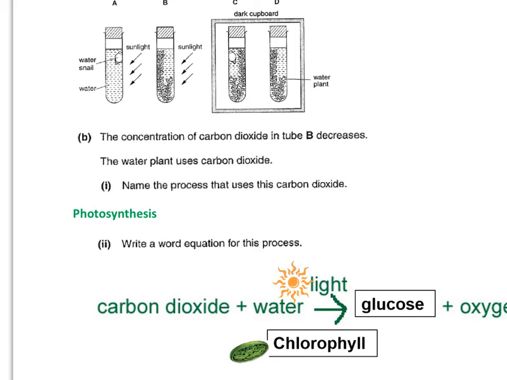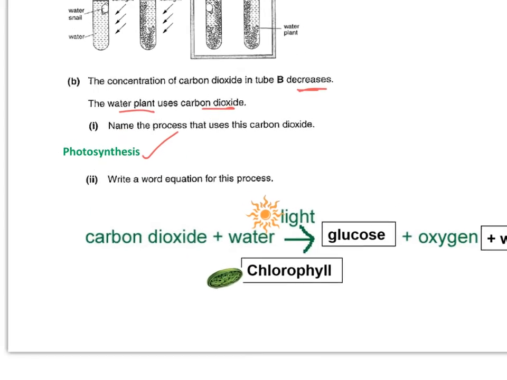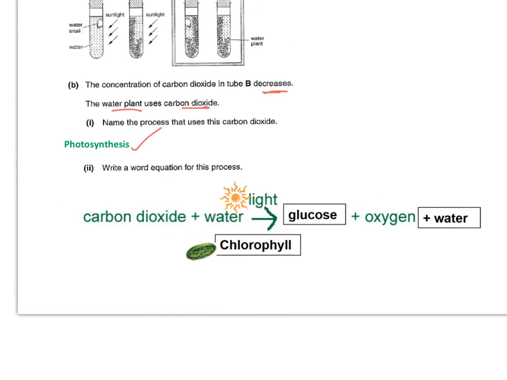Second part, asking why carbon dioxide concentration in B decreases. Now, obviously, we're looking at plant using carbon dioxide. Answer is photosynthesis. Question asked for a word equation. Please take note that water is on both sides. So carbon dioxide and water are your raw materials for photosynthesis. In the presence of sunlight, and you need chlorophyll to produce your glucose, oxygen, and water.